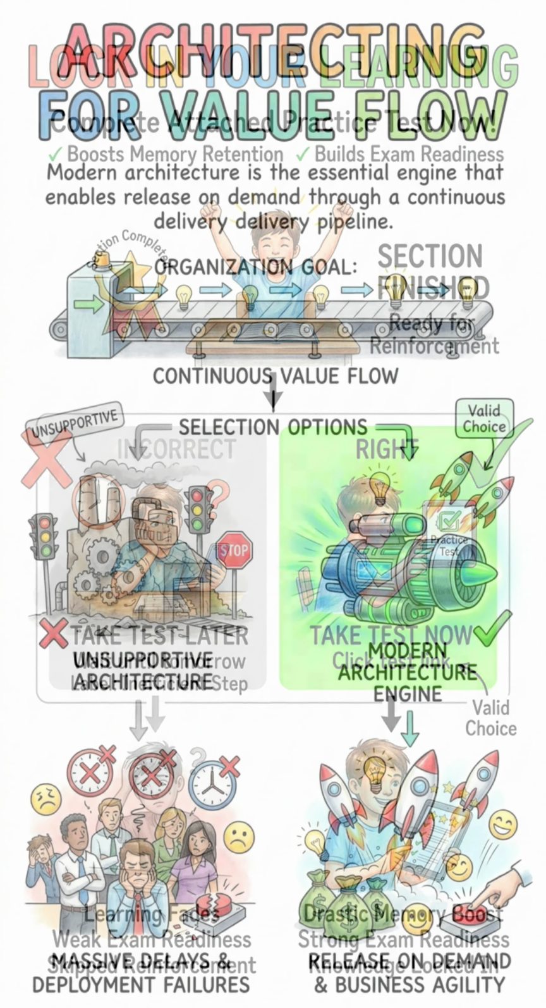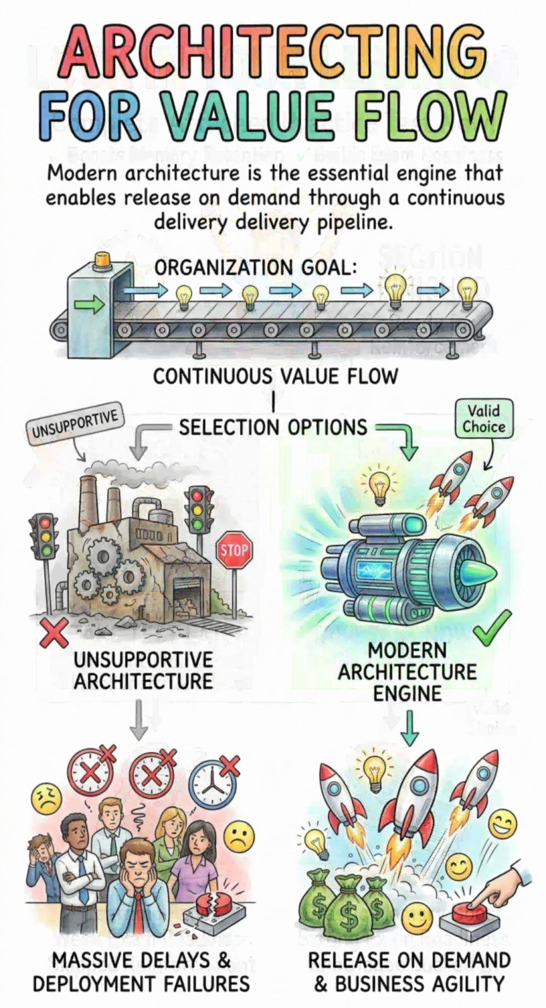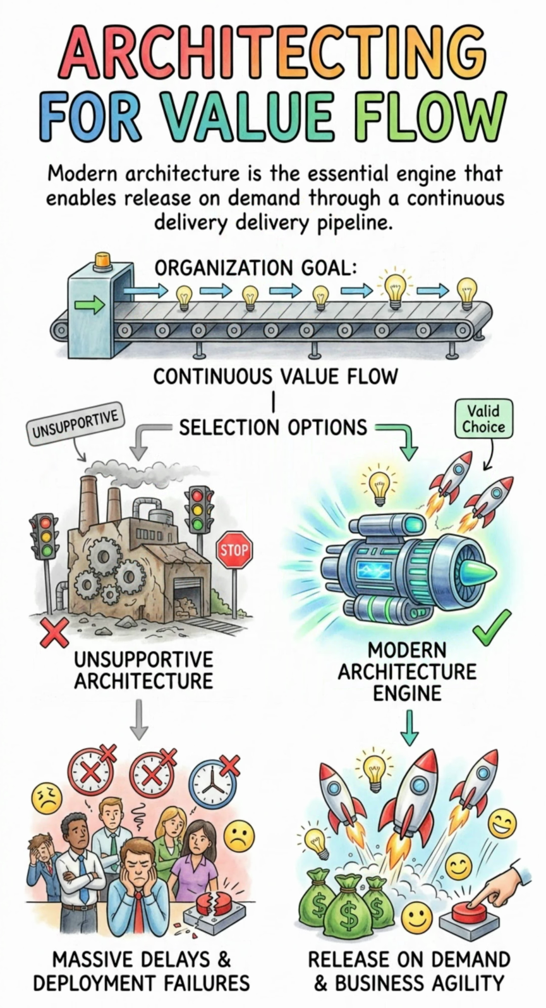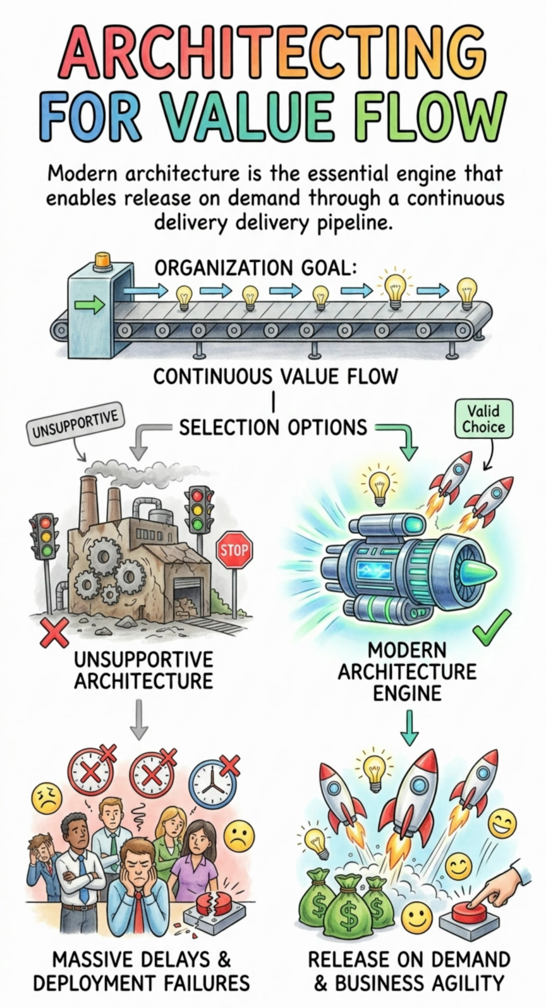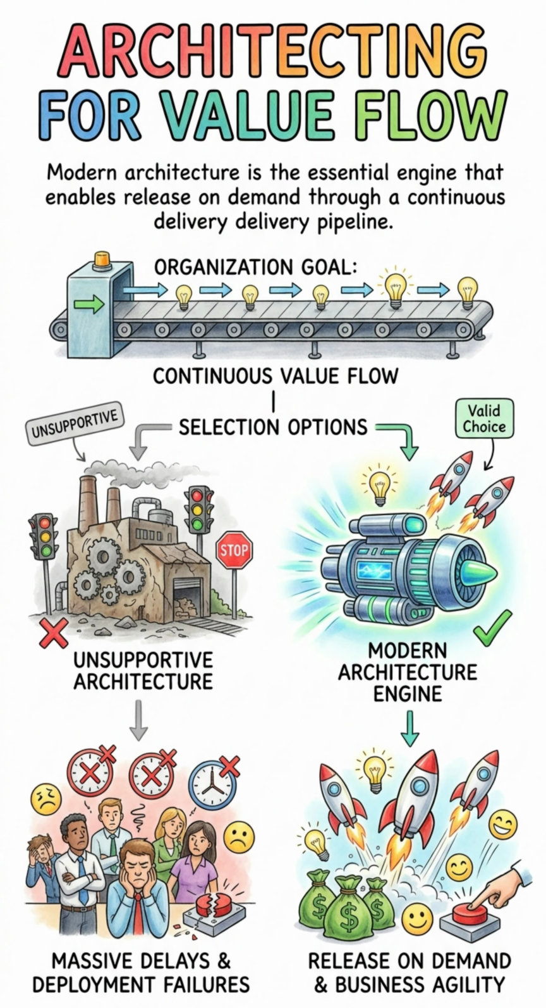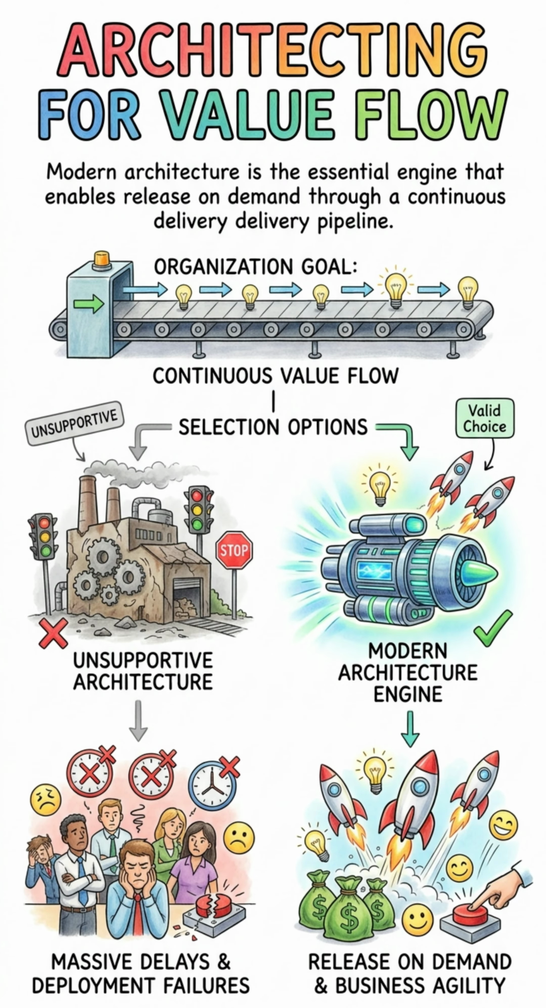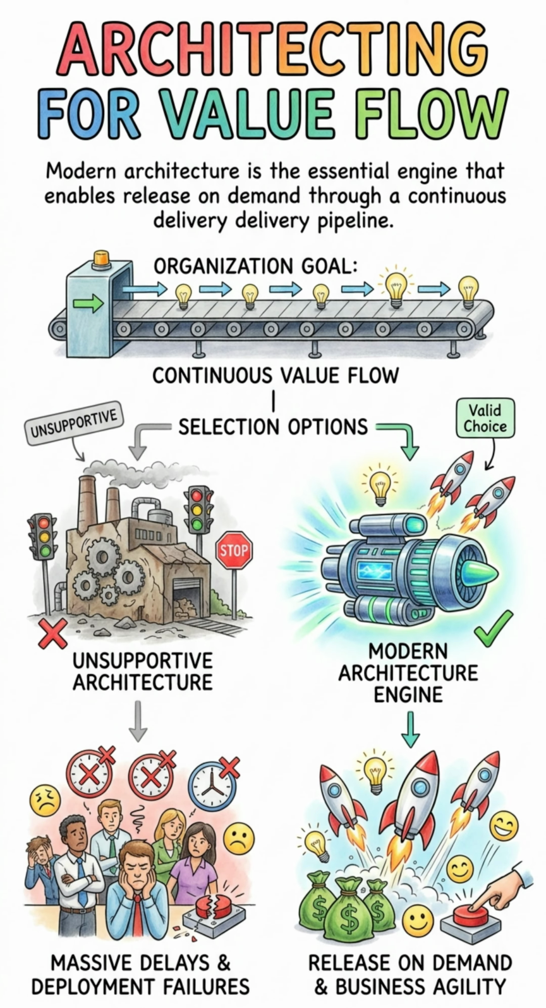In this section, we are diving into architecting for continuous value flow and DevOps. You will learn how modern architecture acts as the engine for the continuous delivery pipeline, enabling organizations to release on demand. This is incredibly important because, without a supportive architecture, even the best Agile teams will face massive delays and deployment failures. Get ready to explore how technical design directly powers business agility, because this is where your role truly impacts the bottom line.